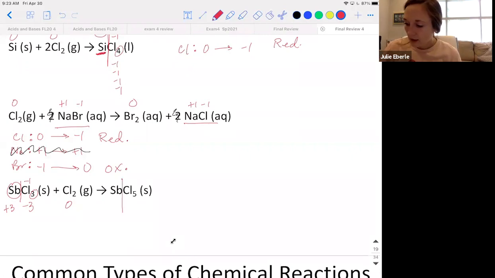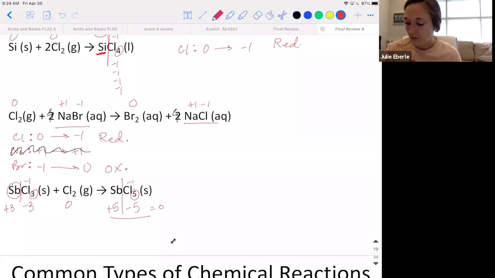Over here on the product side, now we have 5 chlorines. We know chlorine is always a -1. But we got 5 of them, so the total amount of negative charge here is a -5, since we've got 5 things that are all -1 each. And then the Sb, we just have 1, so it's got to match. It's got to be a +5 to make these things add up to 0.